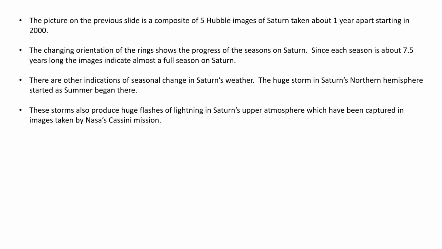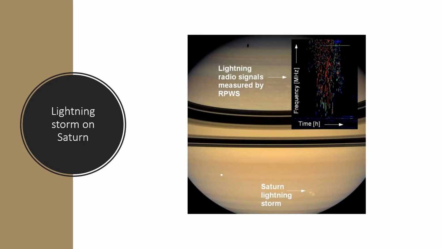I guess basically we've pretty much described most of what I've got to say here already, so I won't read it again except for the last point, which we're going to see another picture of in a second. That the storms on Saturn produce flashes of lightning in Saturn's upper atmosphere. And some of those flashes were actually captured in images taken by the Cassini mission. And that's what this next slide is showing us.